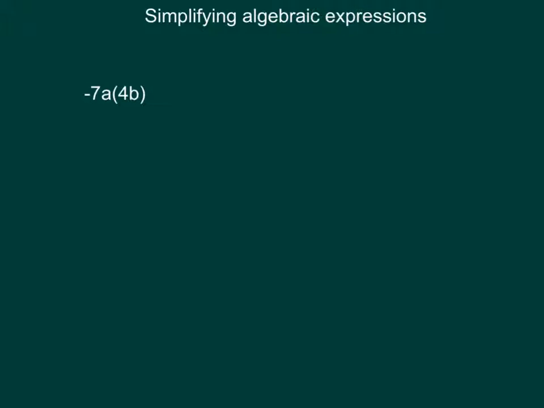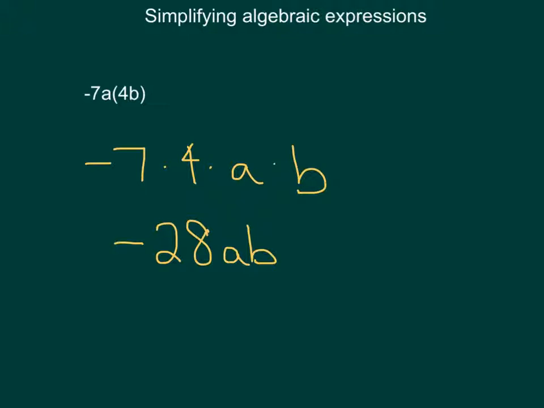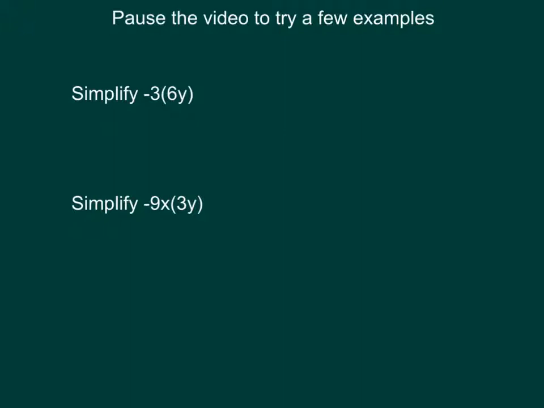So we have our negative 7 times A times 4 times B. We can use the commutative property and we can shuffle these numbers around and make them where we can multiply them and get something else. So if we rewrite this as negative 7 times 4 times A times B, we would have negative 7 times 4. It's going to be a negative 28, and we don't know our variables, so we can just leave them as A, B. So this would be your final answer. Pause the video to try a few examples below.